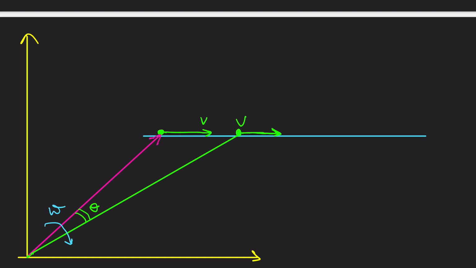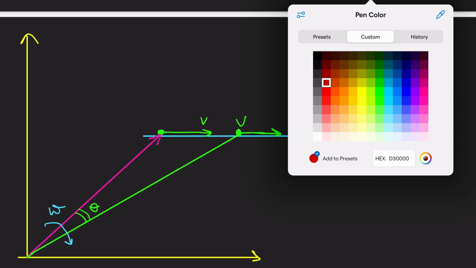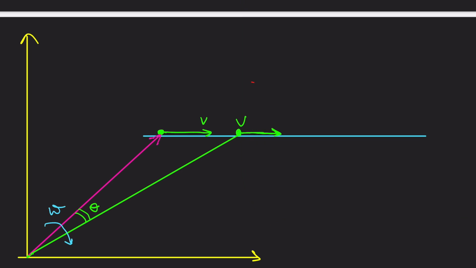So if you see, let me choose a color, a little brighter. Yes, I think that will work. If you see, let's say this angle is alpha. This angle is alpha. So there are two components of this velocity, one is this.